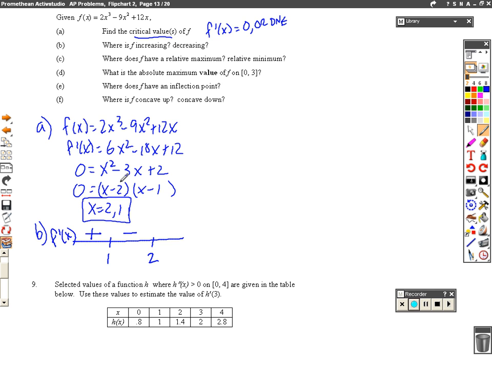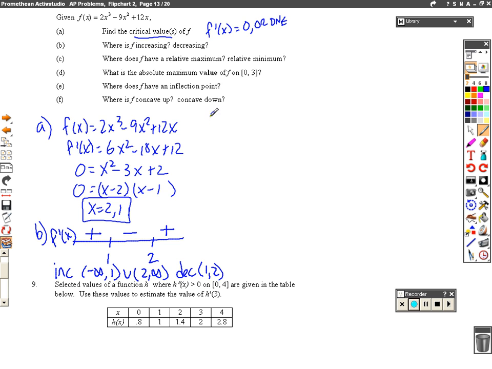Plug in something like 3. 3 minus 2 is positive, 3 minus 1 is positive. That's a positive answer. So our function is increasing when the derivative is positive. So we're increasing from negative infinity to 1 and 2 to infinity. And we're decreasing in between 1 and 2.